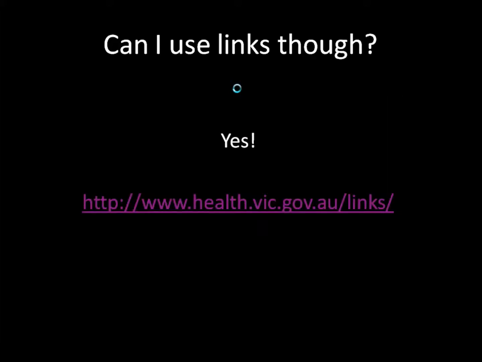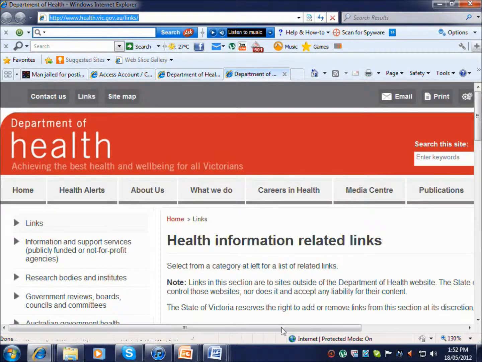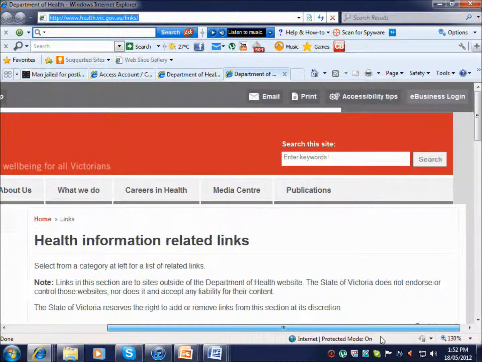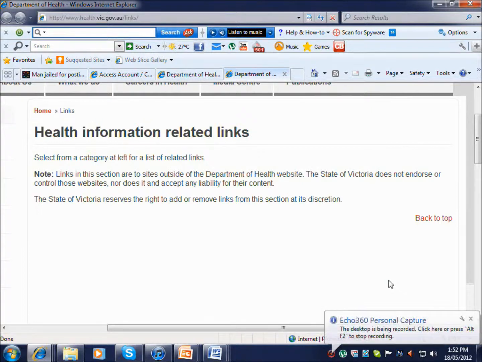So can we use links? Links are perfectly acceptable. Again, it depends on who, how, and why. I'll show you the Department of Health Victoria's website, and they have a links page, and they also have a disclaimer which basically states that links in this section are to sites outside of the Department of Health website. So the state of Victoria does not endorse or control these websites, nor does it accept any liability for this content.